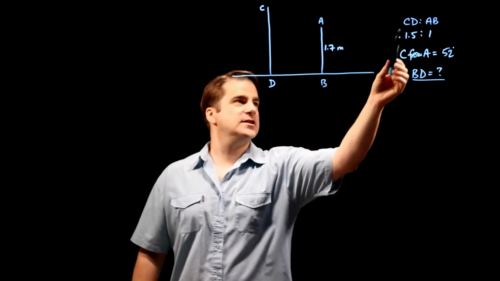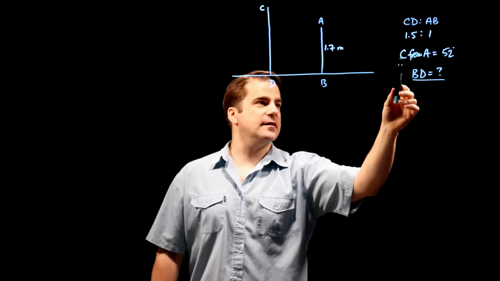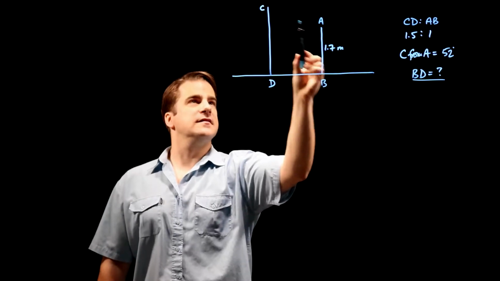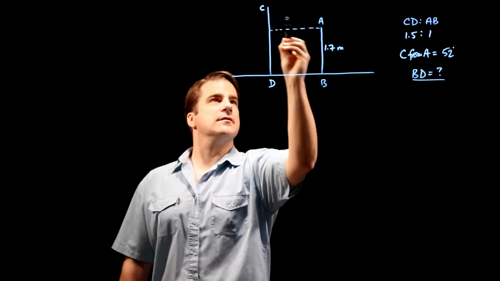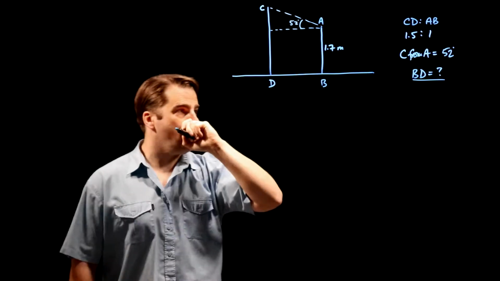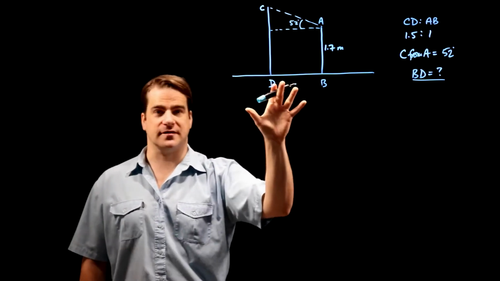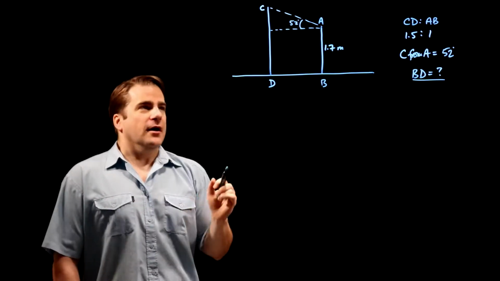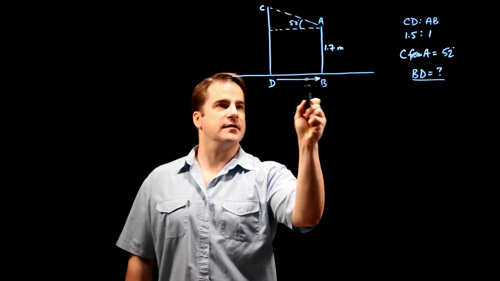Okay, we're told the ratio of CD to AB is 1.5 to 1, and the elevation of C from A is 52 degrees. So C from A, that means that this angle here is 52 degrees. Okay? I've deliberately drawn it on your exam sheet, on the question paper, not to scale, so don't even think about pulling out a protractor and trying to measure it. Okay, we have to work out BD, so this distance here.